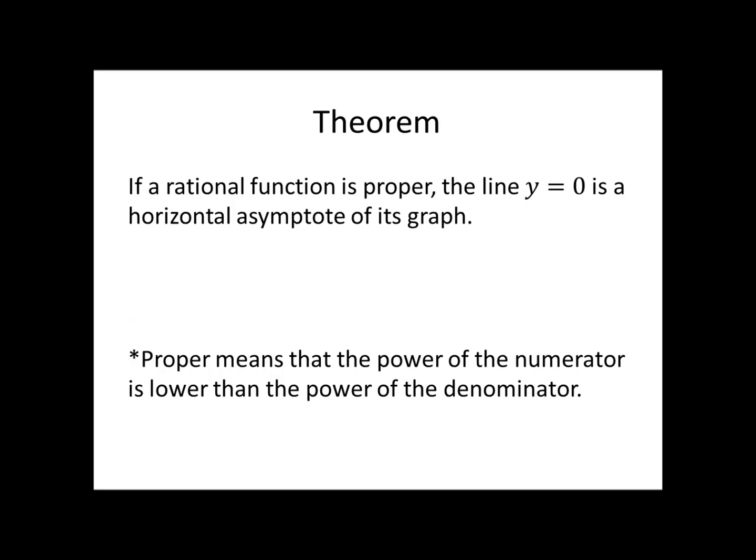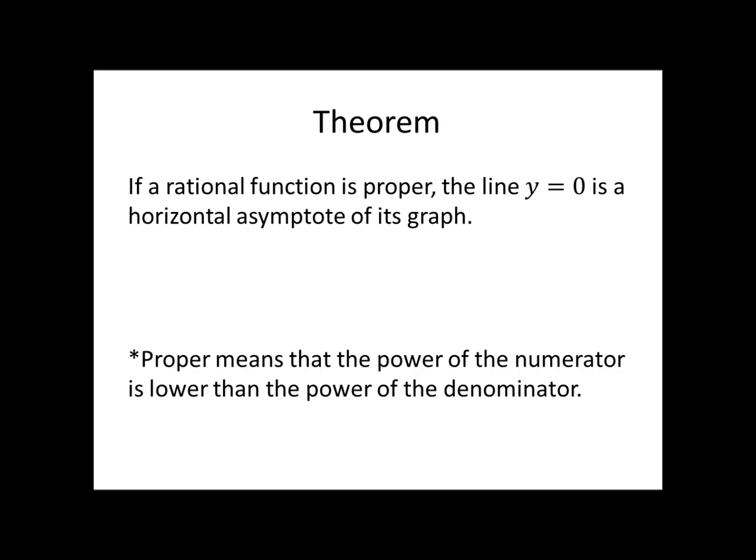Alright, let's talk about a theorem about horizontal asymptotes. If a rational function is proper, we'll talk about what that means in a second, the line y equals 0 is a horizontal asymptote of its graph. Now what proper means is that you have a lower power in the polynomial on top than in the polynomial in the bottom. Let's make an analogy here.